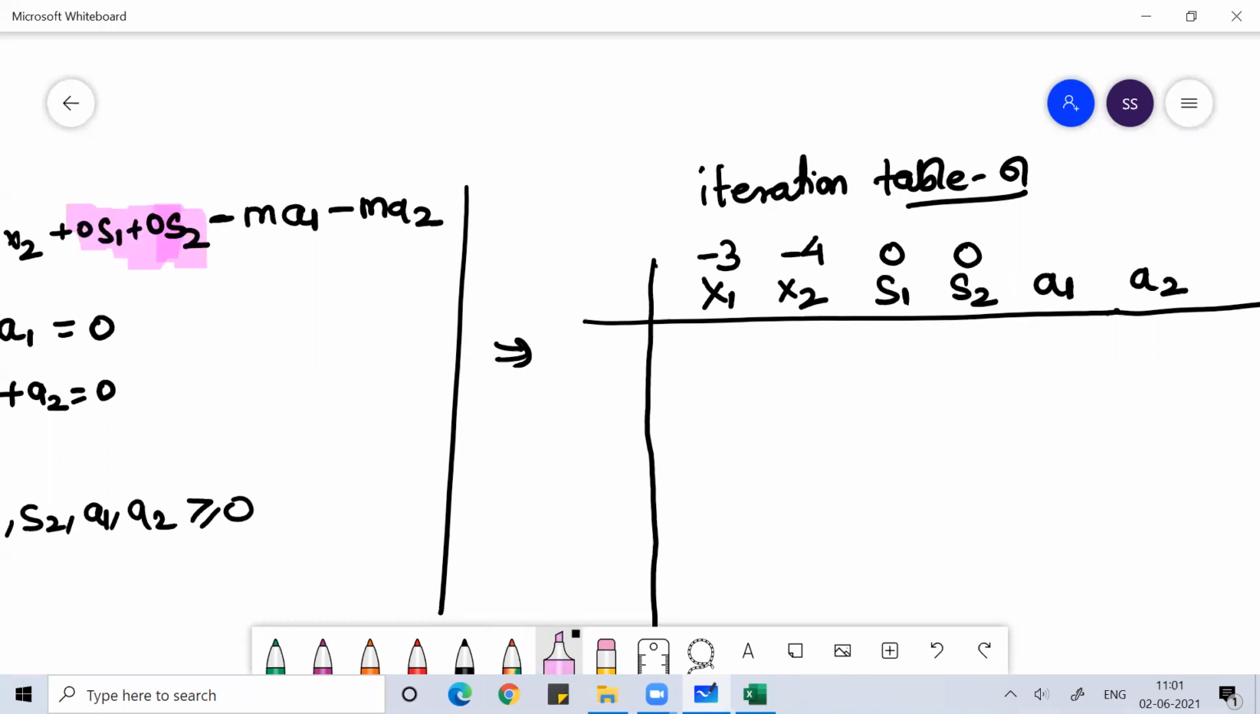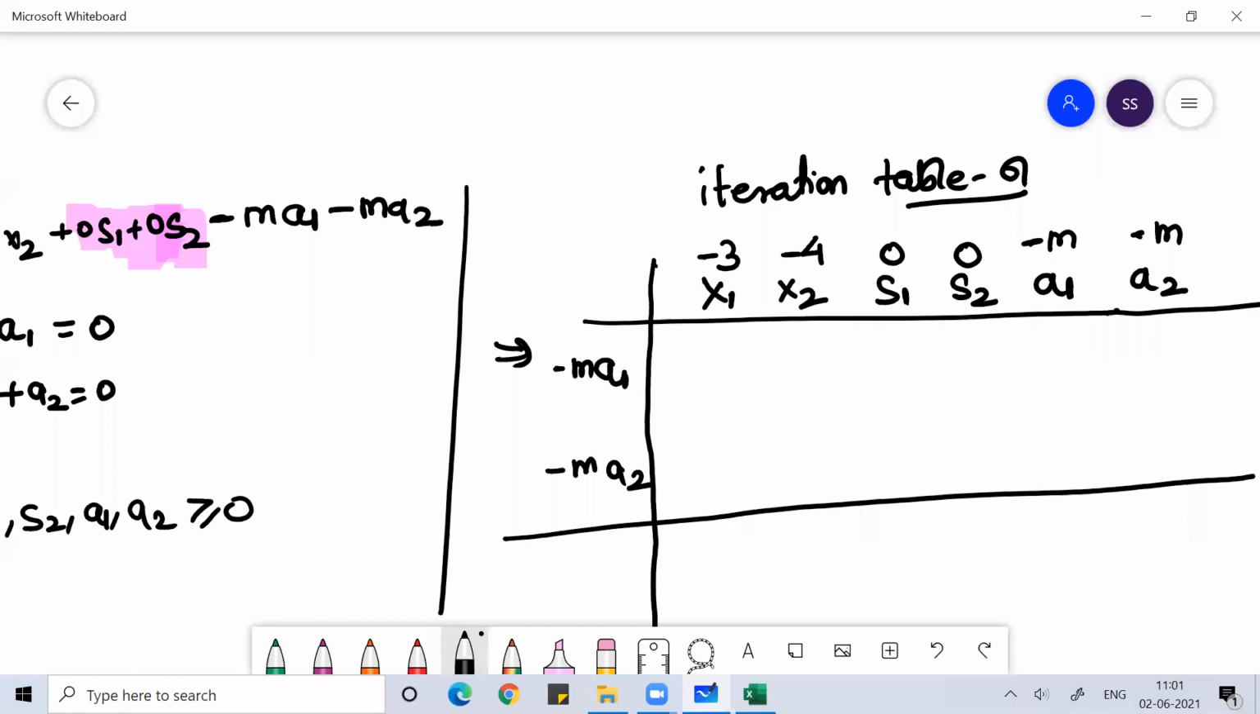You can put any sign, doesn't matter. This is minus Ma1 minus Ma2, and here a1 and a2. So to solve the problem, you cannot start with a negative slack variable. That's why we introduced these artificial variables called a1 and a2.